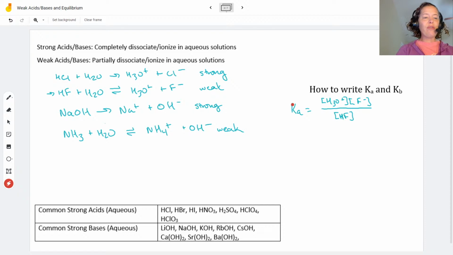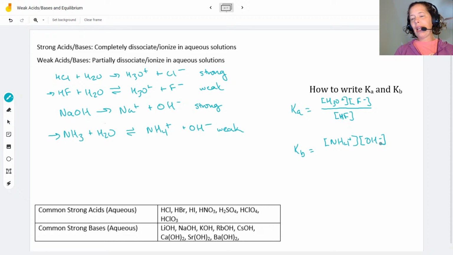And just for a little bit of extra practice, let's write the Kb for ammonia. Again, products over reactants. So we have the ammonium cation, the hydroxide anion. We're putting it over ammonia. And again, the concentration of water is included in Kb. So this is how we either calculate Kas, or you'll find a Ka and you'll calculate something else.